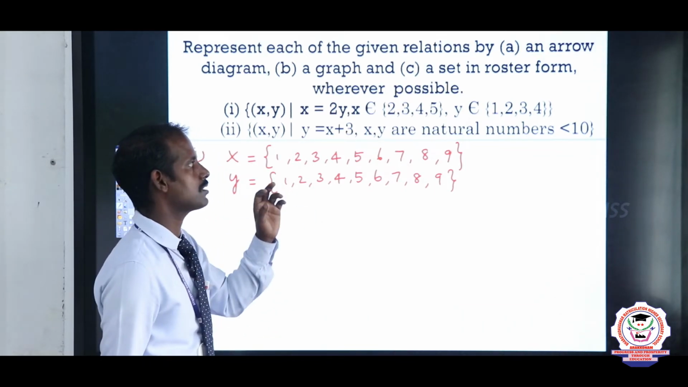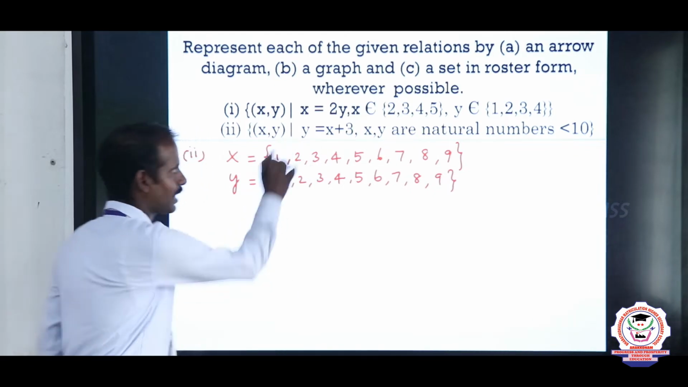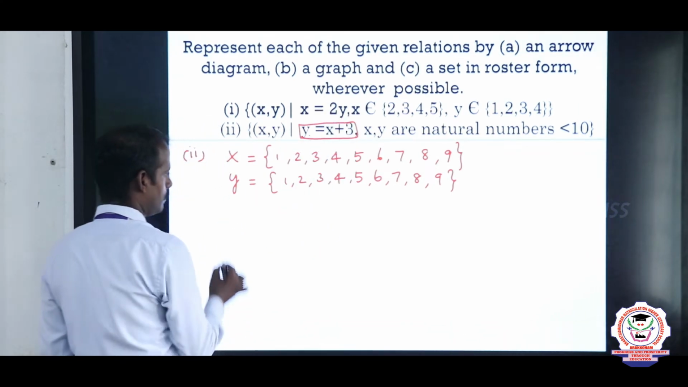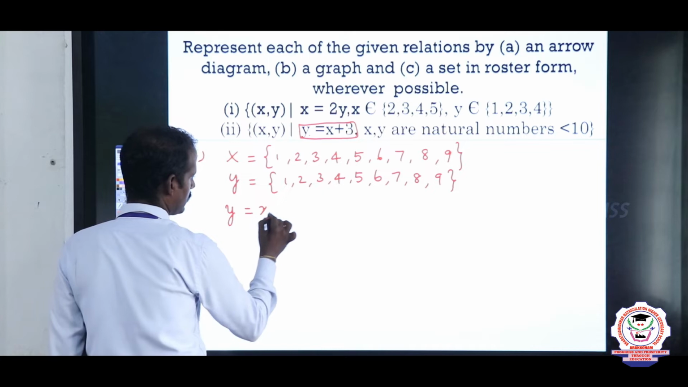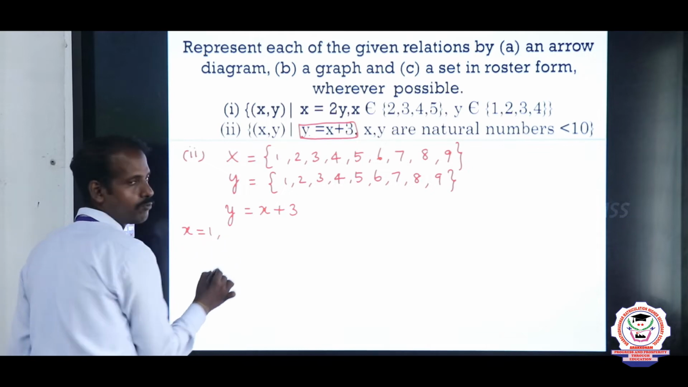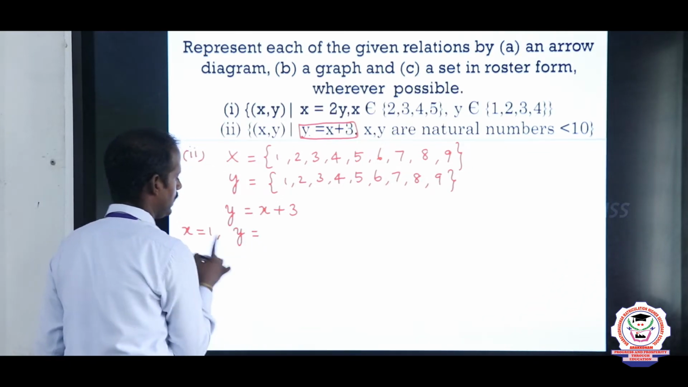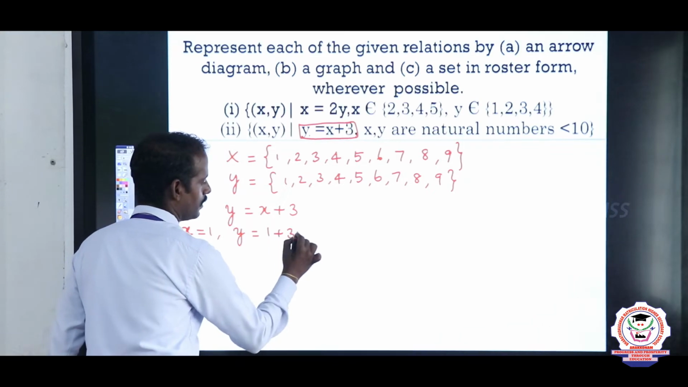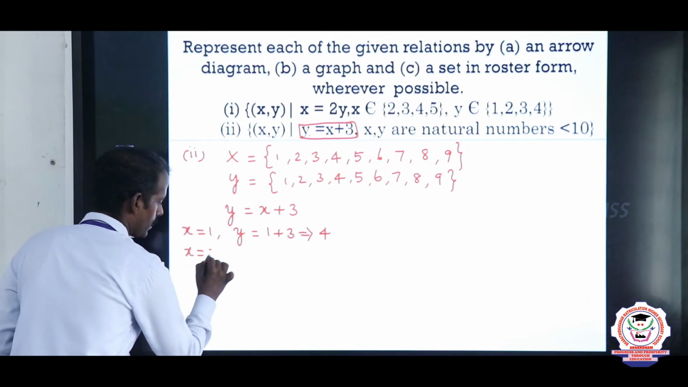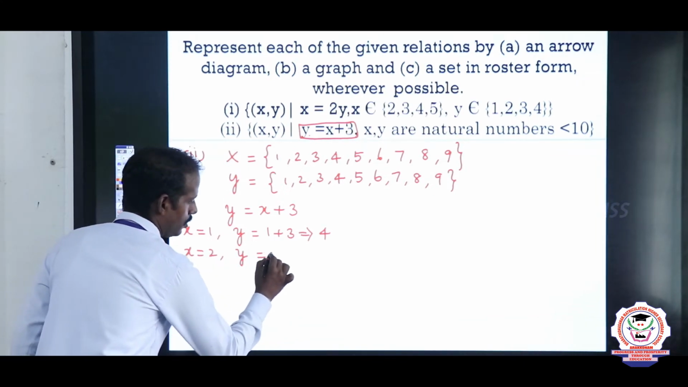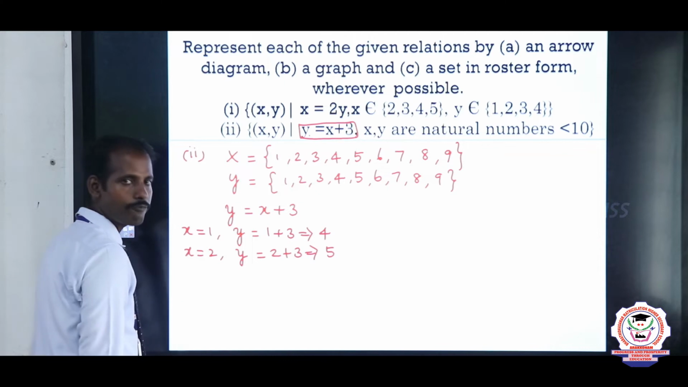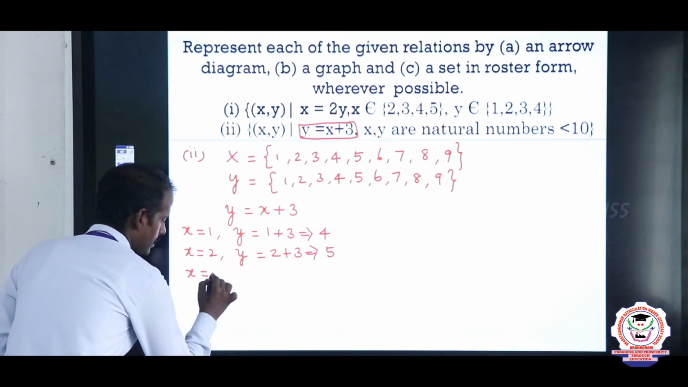Now every value is substituted in y equals x plus 3. This is the condition. So here, the condition is y equals x plus 3. I will take the x value as 1. What will we get for y? y equals 1 plus 3, which implies 4. Next, the x value is 2. What will we get? y equals 2 plus 3. So 2 plus 3, what is the answer? 5.